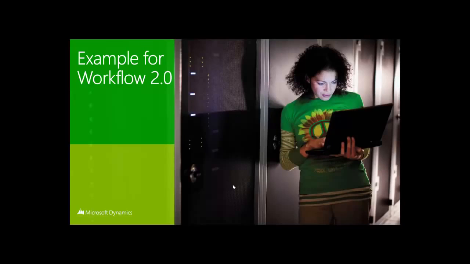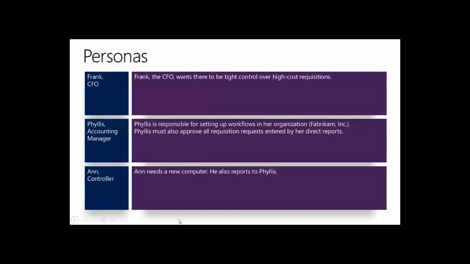Let's take a look at GP 2013 R2 Workflow 2.0 in action. For this example, let's take a look at some personas. Frank, the CFO, wants there to be a tight control over high-cost requisitions. Phyllis, the account manager, is responsible for setting up workflows in her organization in Fabricam. Phyllis also must approve all requisition requests entered by her direct reports. Anne, the controller, she needs a new computer. She also reports to Phyllis.